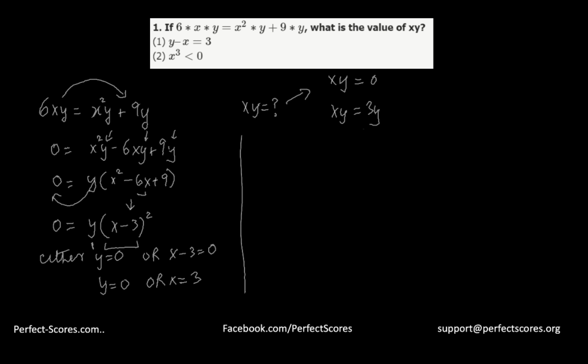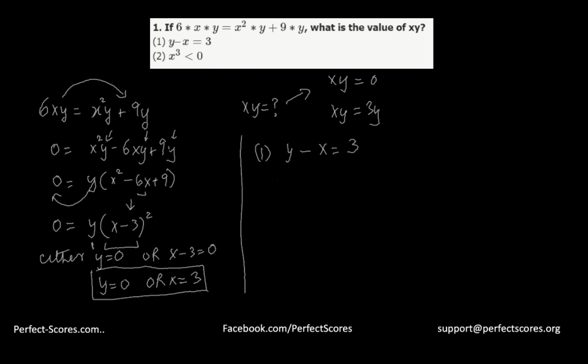If I get the value of y, it's going to be 3y, or if I get y to be equal to 0, I'll get the answer. So let's see what statement 1 tells us: y minus x is equal to 3. From the looks of it, it looks insufficient, but we're not going to stop there. We will actually prove it to be insufficient, right? So we have to make this satisfy: either y is 0 or x is 3. Why not take the same values?